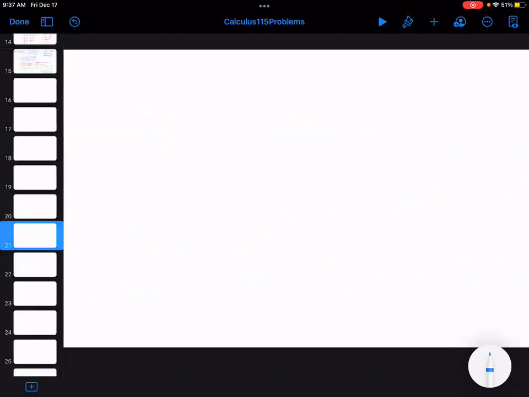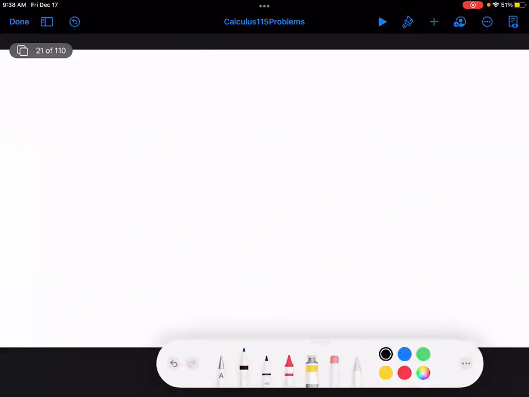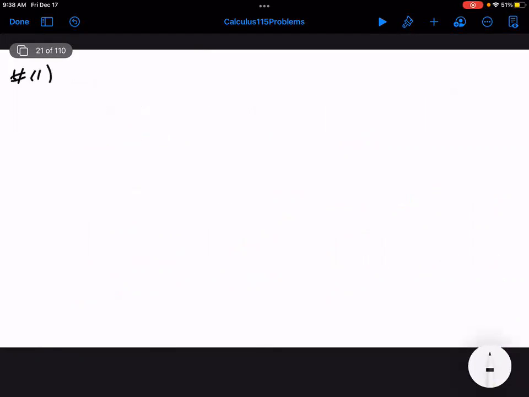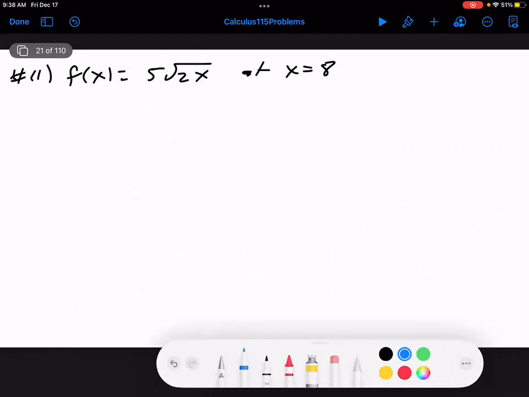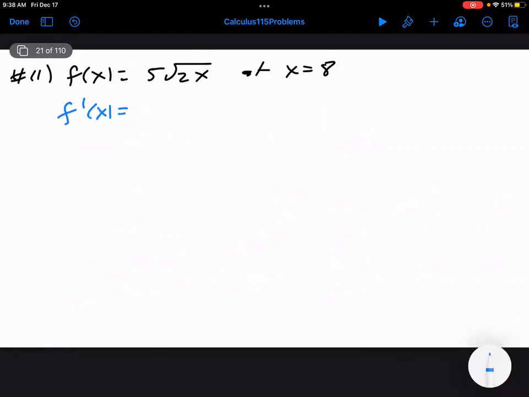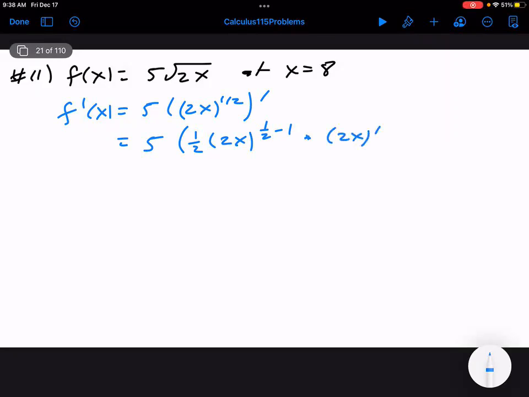Another interesting problem, which I didn't give my students when I was assigning this, but I probably should have, is number 11, which is f of x is 5 square root of 2x at x equals 8. So again, there's a lot of ways you could do this. We could do f prime of x is 5 times the derivative of (2x)^(1/2). Now, the derivative of (2x)^(1/2) would become 1/2 (2x)^(1/2 minus 1) times the derivative of 2x.